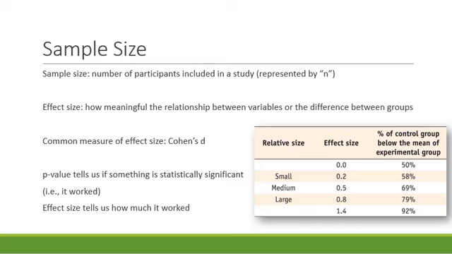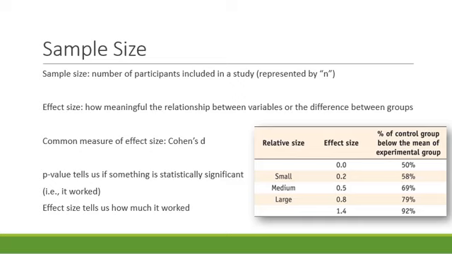Sample size is the number of participants included in a study, represented by N. Ideally, somebody would report that they did an a priori sample size estimation to determine how many subjects needed to be recruited in order to have the study meet statistical significance. There are other things that might be reported in the paper, such as an effect size. This is how meaningful the relationship between variables or the difference between groups was. A common measure of effect size is Cohen's d.